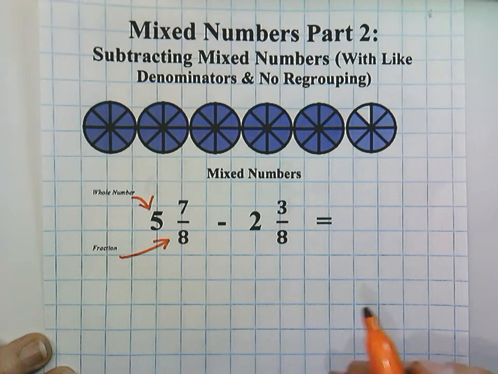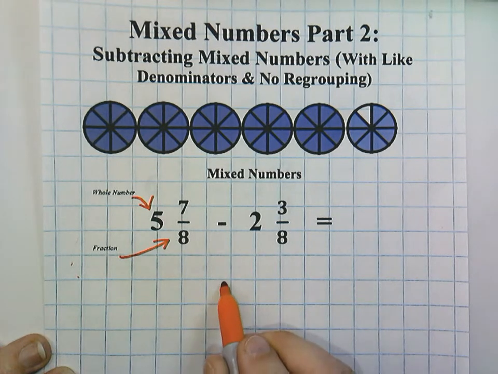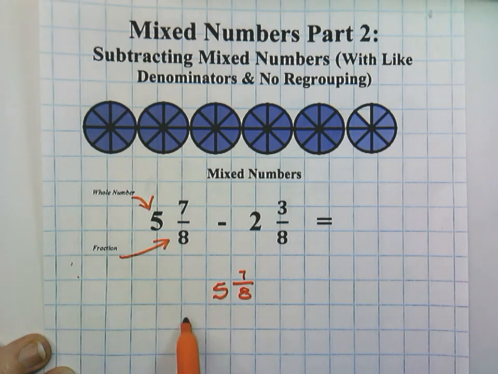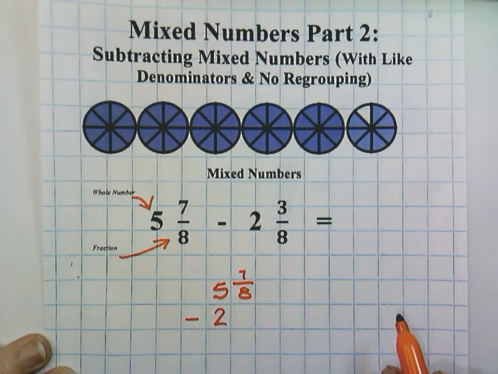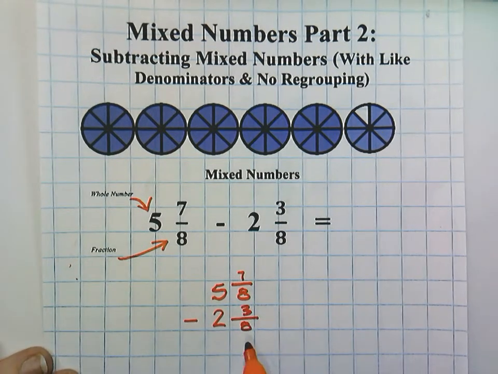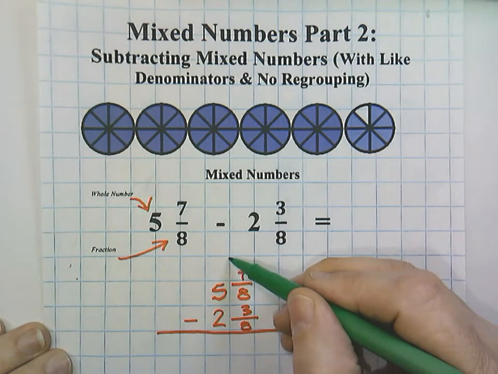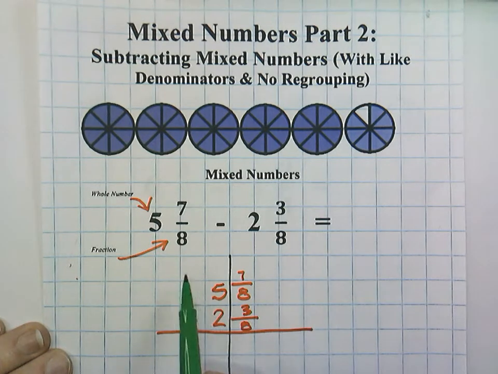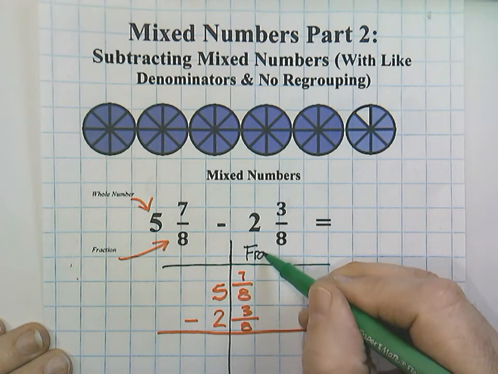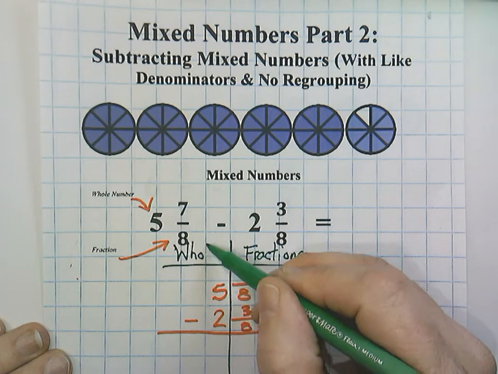And how you do that is we're going to rewrite that so that we can work with it a little bit more easily. I'm going to rewrite 5 and 7/8 minus 2 and 3/8. And our first step is we want to do our fractions. I'm going to separate our whole numbers and our fractions here. And that'll be important when the problems get a little bit more difficult later. We want to start with our fractions, and then we will finish up with our whole numbers.